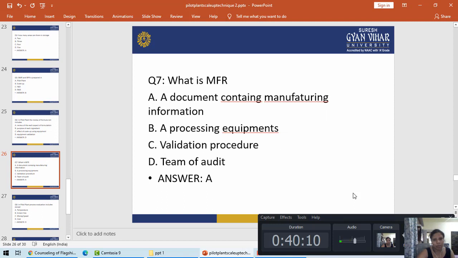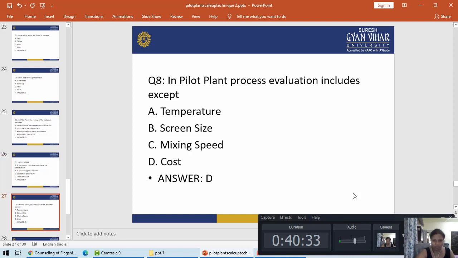Now what is MFR? Master formula record is a document containing manufacturing information. Yes, it is right. A processing equipment? No, it is not a processing equipment. Validation procedure? No, it's not a validation procedure. Team of audit? No, it's not a team of audit. So it is a document which contains all the information related to manufacturing.